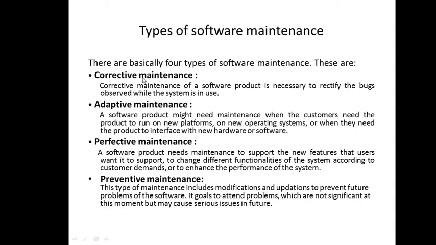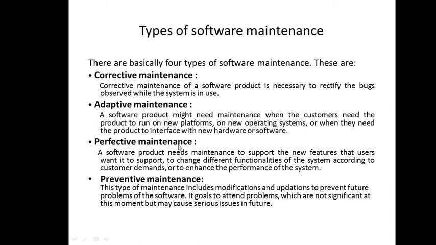The first one is corrective maintenance. Whenever there is an error or a fault in your system, you go for corrective measures. This is known as corrective maintenance. Adaptive maintenance is whenever there is a change in a platform or a new operating system comes in, or new hardware or software is there. In that case, you have to adapt to that change.